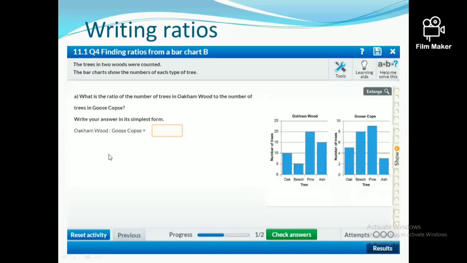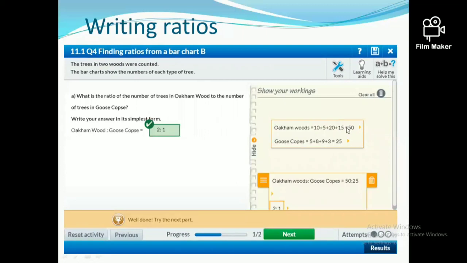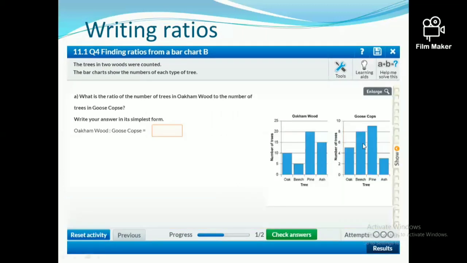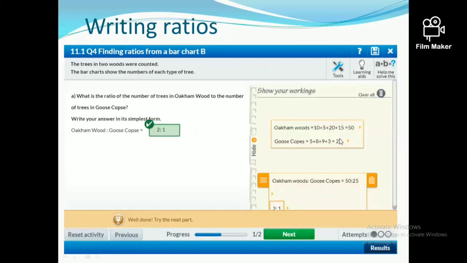This one. What is the ratio of the number of trees of oak woods to the number of root crops? Let's see. How many oak trees are there? 10 plus 5 plus 20 plus 15. Altogether there are 50 oak woods. Right? Okay. The other ones: that should be 5 plus 8 plus 11 plus 9 plus 3. If you work it out, there should be 25.